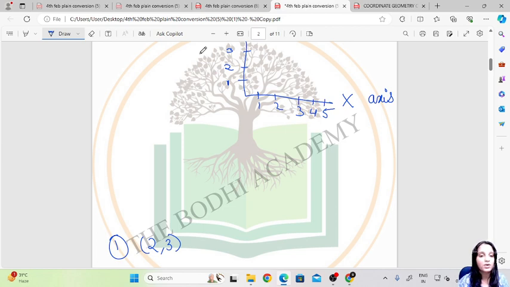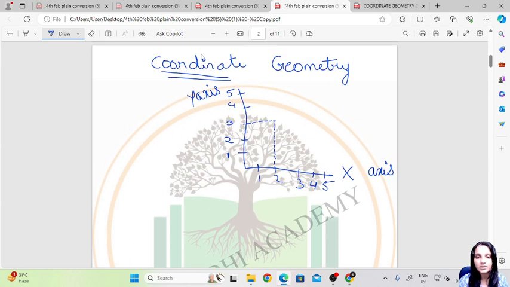So this first point is always on the x-axis, second point is always on the y-axis. So 2 is your x-axis, so I'll just make here a dotted line. Then 3 is from the y-axis. Okay, so I just intersected them. Then 2 comma 3 you have to write here. So this all we have learnt in the lower classes.